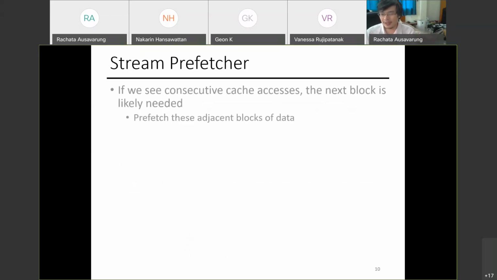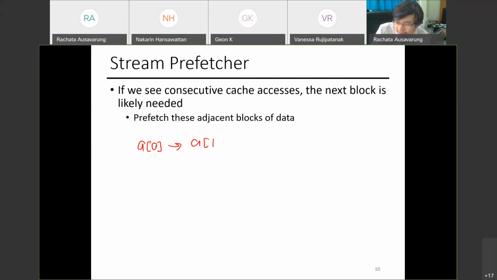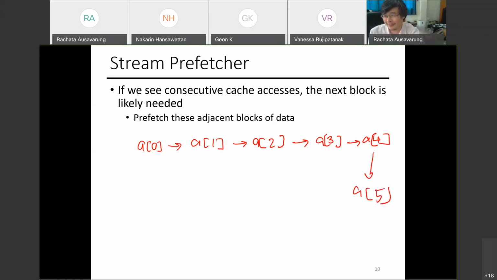For example, these things we call streams. If you have something like this: first, you access A0, followed by A1, followed by A2, right? Followed by A3, followed by A4. If you see this, what is your next access? Anyone want to make a guess? What is my next access? Yeah, it's a really high chance that the next block you're going to get is A5, right? Followed by A6.